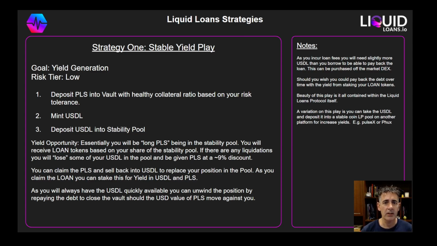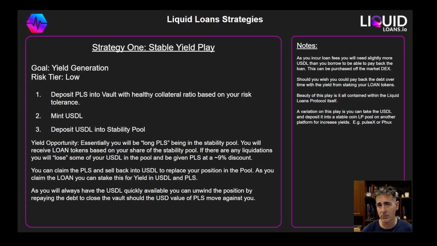So strategy one is a stable yield play. What I mean by that is we're not venturing too far from stable coins, but we're trying to capture any yield that we can get by using the protocol and the actual stable coin that the protocol produces. So let's have a look at how that might work.